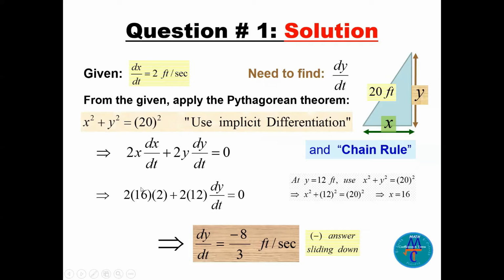So we replace here x by 16, and dx over dt is given, 2, plus 2 times the y value, 12, times dy over dt, which we have to find. When you simplify the equation, you get dy over dt is equal to minus 8 over 3 feet per second. This is the rate of sliding down. That's why we have a negative in the answer.